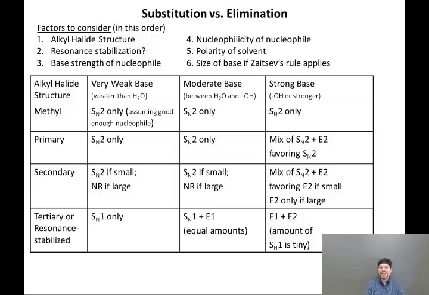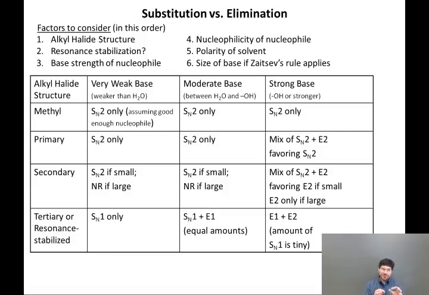If the alkyl halide is large, in which case it cannot undergo SN2, you will exclusively, in this case, get the E2 elimination product. Okay, the larger the alkyl halide, and the larger the base for that matter, the more likely you are to get elimination. The smaller the alkyl halide, the greater the amount of substitution product you'll get. Okay, now we move to tertiary.